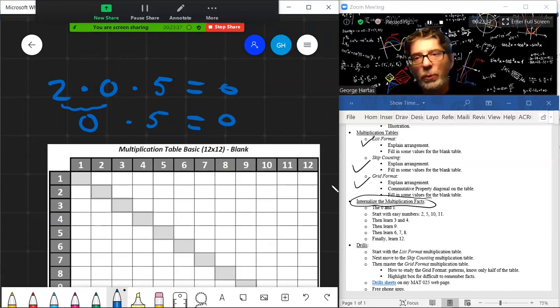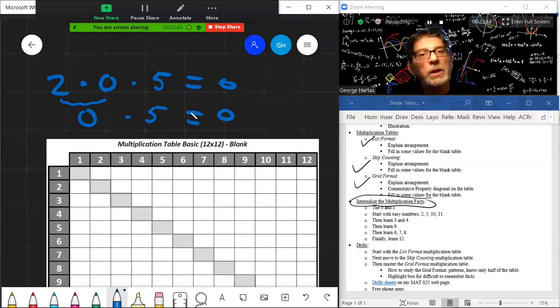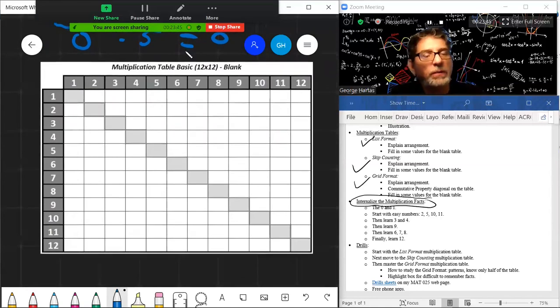So that's why I didn't put 0 here, because it's pretty self-explanatory. And in fact, the number 1 also is fairly self-explanatory, because 1 times any number is that number. Okay, so 1 times 5 is 5, 1 times 9 is 9, and so on. It is on the table here because most tables have them, but 0 and 1 are pretty straightforward.